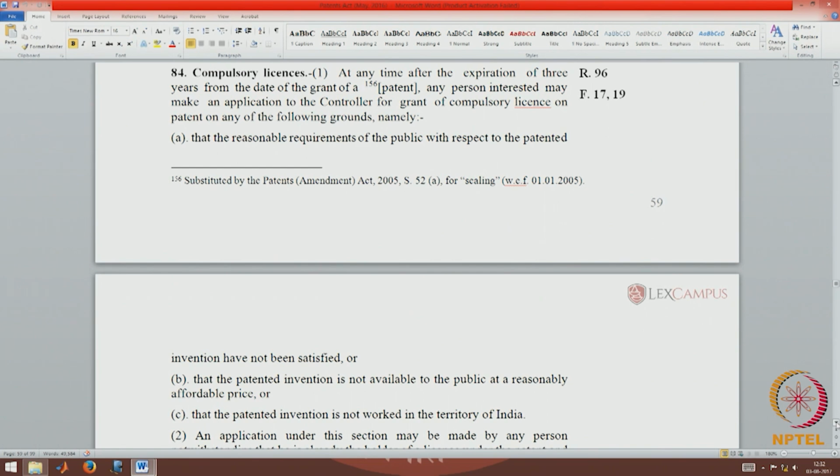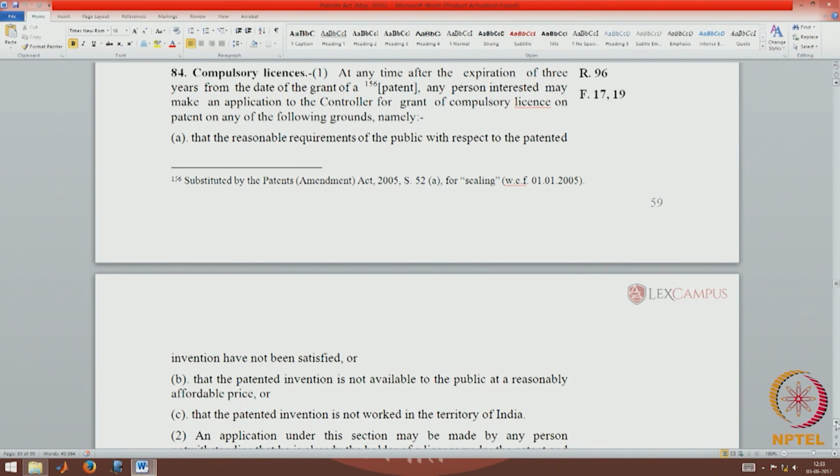All these things have to be understood by the particular facts of a particular case. Now, in the scenario which I had explained, it could qualify that the fact that there is a great number needed and yet the number is not supplied could amount to be ground on which the reasonable requirements of the public is not satisfied. B, the patented invention is not available to the public at a reasonably affordable price.